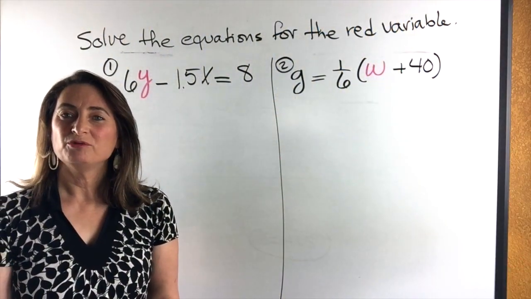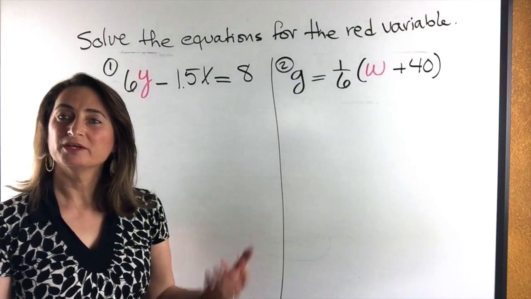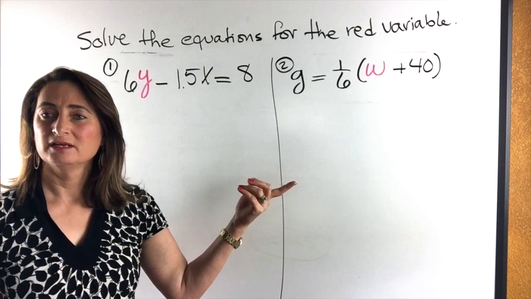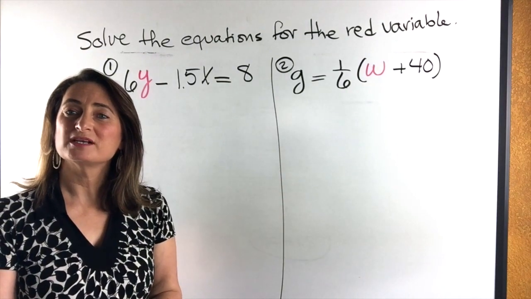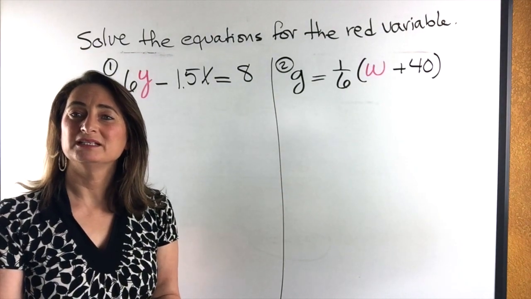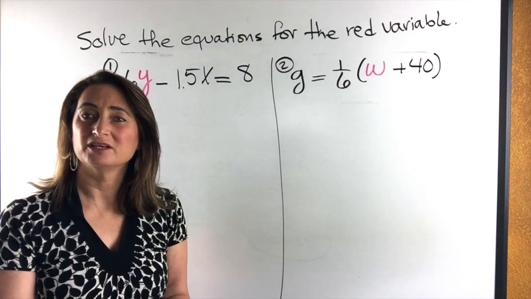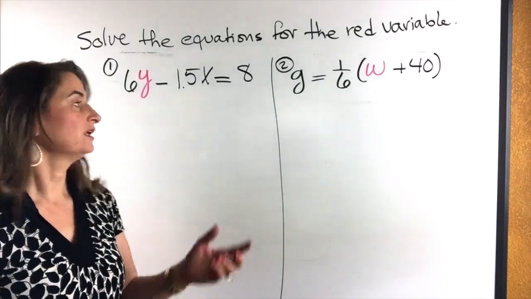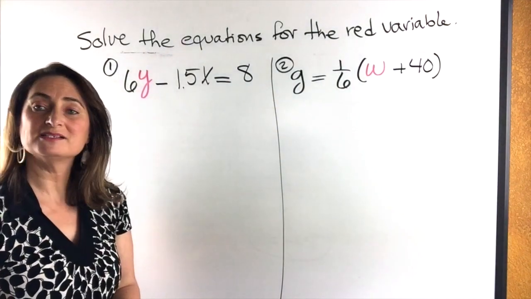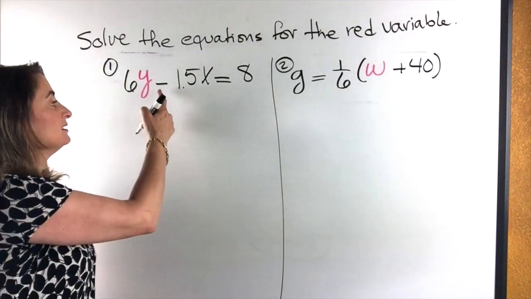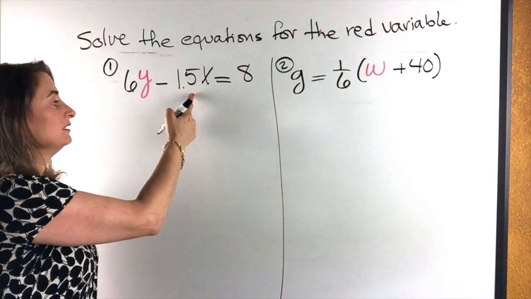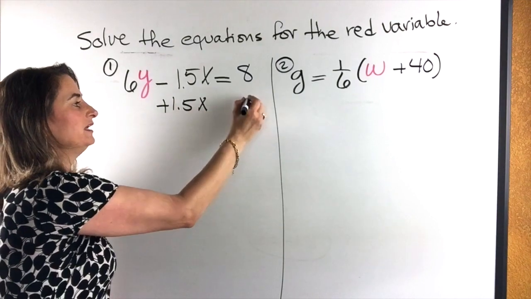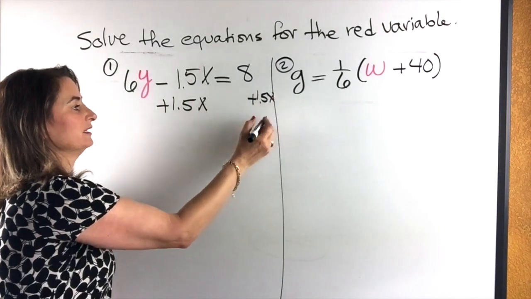Now let's solve the equations for the red variable. Look at number 1. It's 6y minus 1.5x equals 8. And the red variable is y, so this time we are solving for y. That means I need to isolate y on one side of the equation. So which term to get rid of first? Always the mixed term. And I have 1.5x as the mixed term. Subtracting 1.5x, the inverse operation will be adding 1.5x on this side and adding 1.5x on the other side.